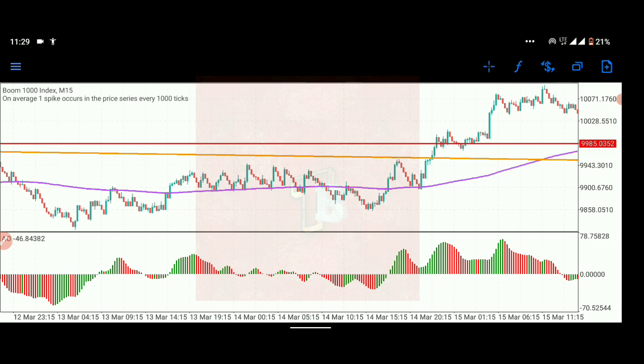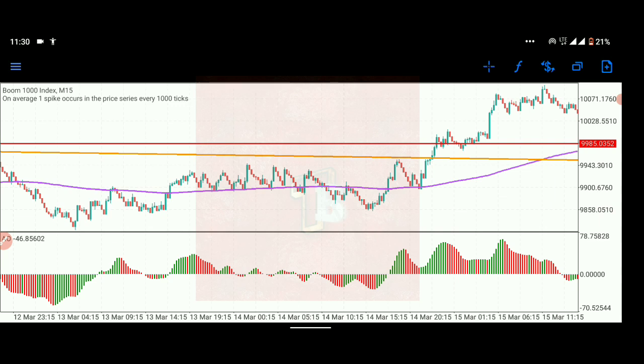It indicates the plot between the two different moving averages, and it's a great tool to show us the trend, the reversal, and possibly the correction of the market at any given time.